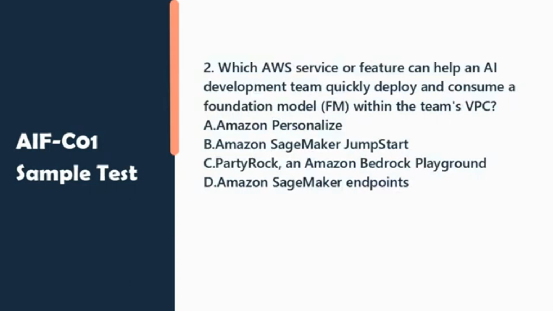Question 2. Which AWS service or feature can help an AI development team quickly deploy and consume a foundation model, FM, within the team's VPC? A. Amazon Personalize. B. Amazon SageMaker JumpStart. C. PartyRock, an Amazon Bedrock Playground. D. Amazon SageMaker Endpoints.